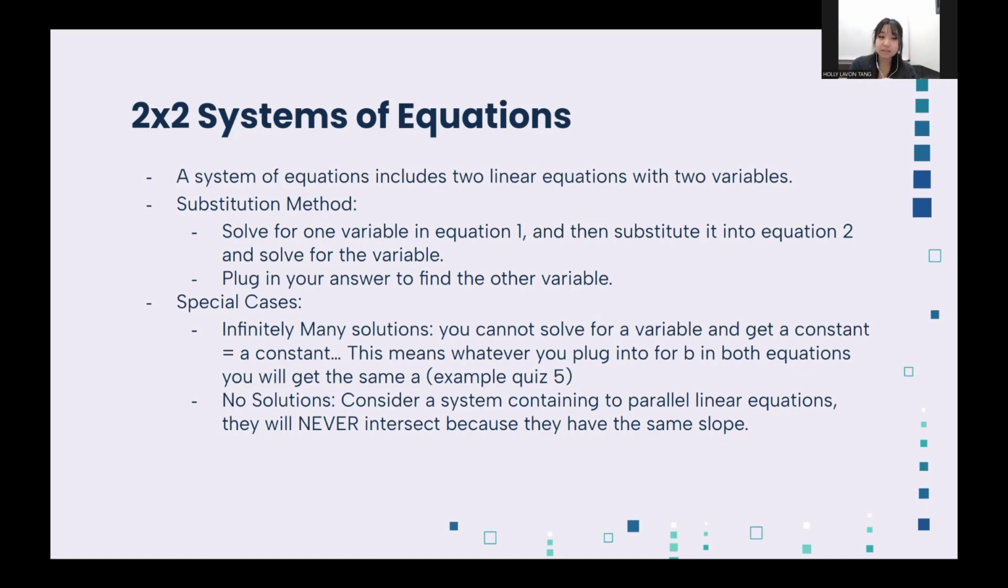There's also special cases where you have infinitely many solutions. This means that you can't solve for a variable and you get a constant equal to a constant, so 7 equals 7, like we had in our other quiz. So whatever you plug in for one variable in both equations, you'll get the same thing for the other. Just like we had in quiz 5, there's also a case where we get no solutions, where the system contains parallel linear equations. They will never intersect because they have the same slope.